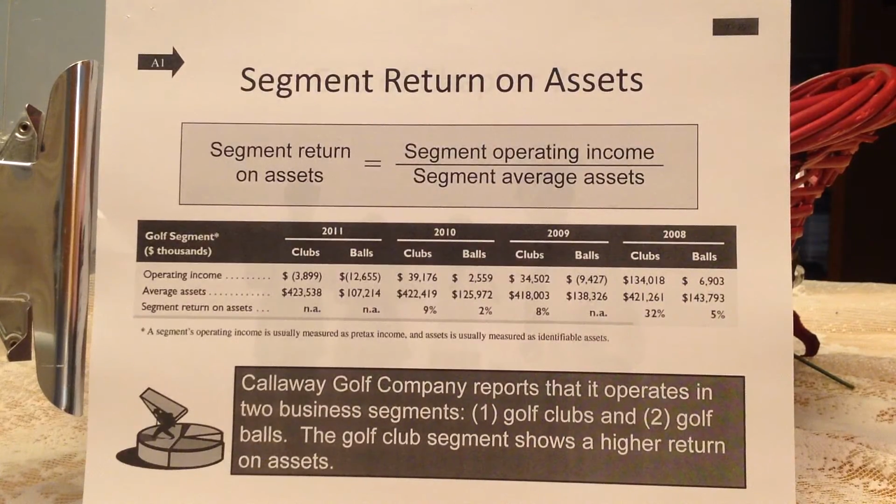The example here is Callaway Golf Company, which reports that it operates in 2 business segments, golf clubs and golf balls. The golf club segment shows a higher return on assets, but probably because of the price of those golf clubs. You're probably selling fewer golf clubs and more balls, but because of the cost difference, that's why you're going to see the difference. Okay?